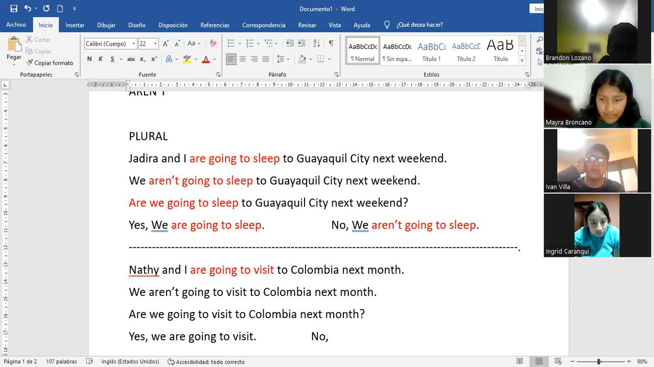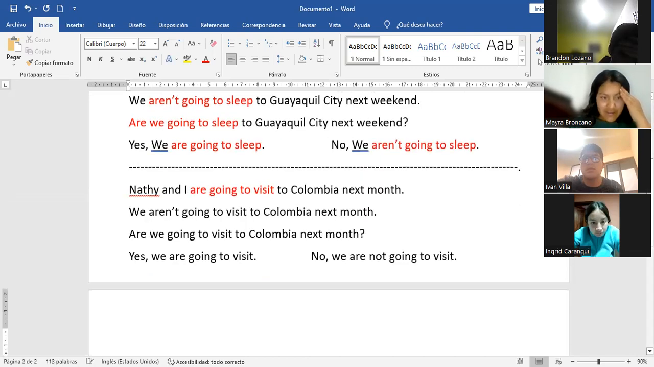No, we are going to visit. Como es negativa, what happened for negative? I use it for the contraction. Which possible you have? It is use or not. No problem. Yes or not? No problem. It is important. Okay? And finally, for the next example, you have this.